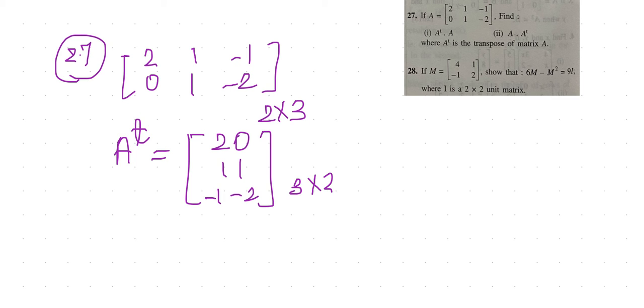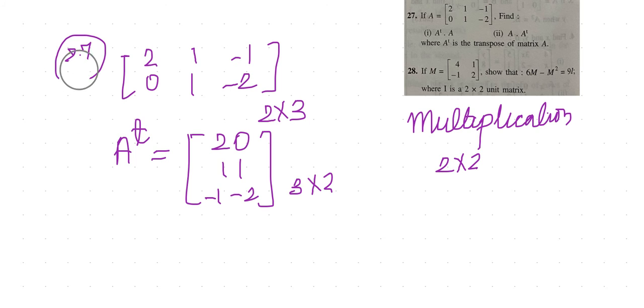Now you already know how to multiply this, but as of now this is not in the syllabus, so you can just ignore this particular question, because in the syllabus they have given the multiplication of only 2 into 2 matrices. And this is not a 2 into 2 matrix, so you can just ignore this question. Now we will be moving to the next question, that is question number 28.